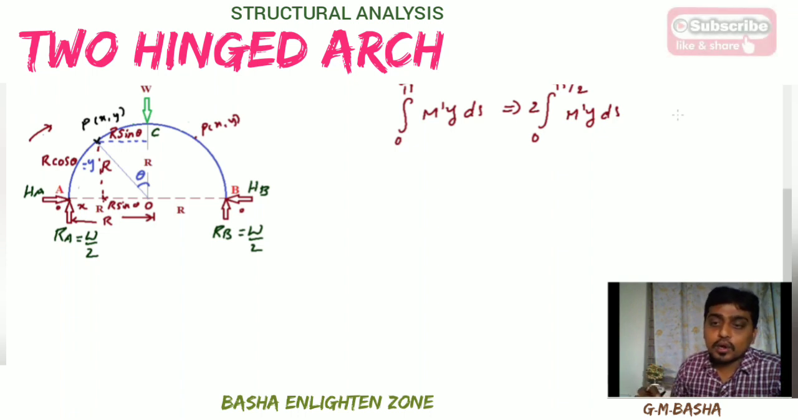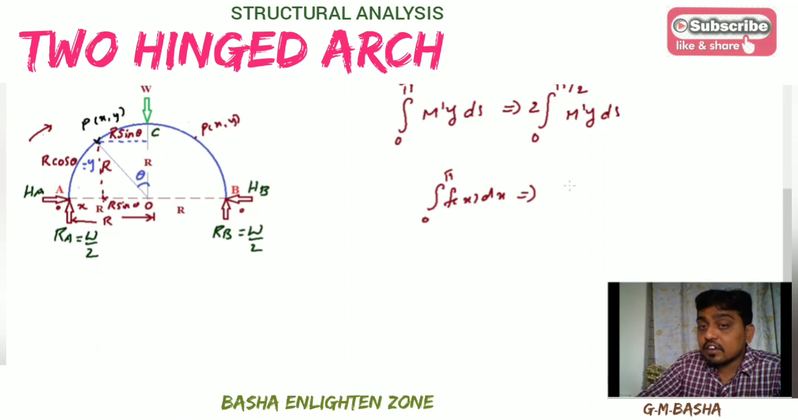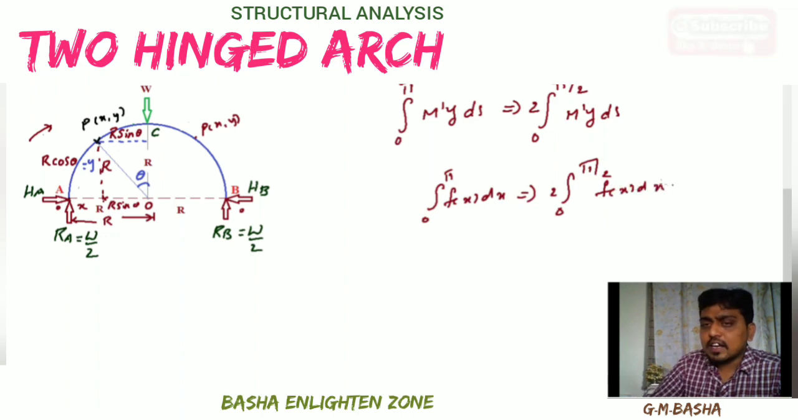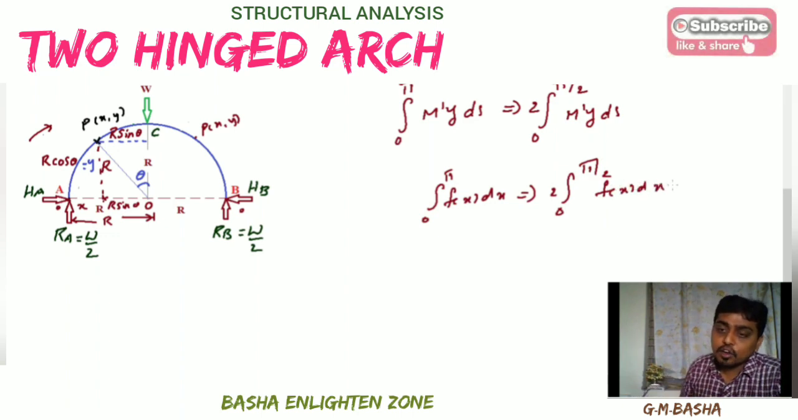Otherwise there is one property in maths: the integral from 0 to pi of f of x dx. If f of x is an even function, we take 2 times the integral from 0 to pi by 2 of f of x dx. Based on this property you can consider this directly. Otherwise, whatever we consider in the left part, the same values you will get in the right part also because of the symmetrical position of the point. That is the reason you can directly consider this step.